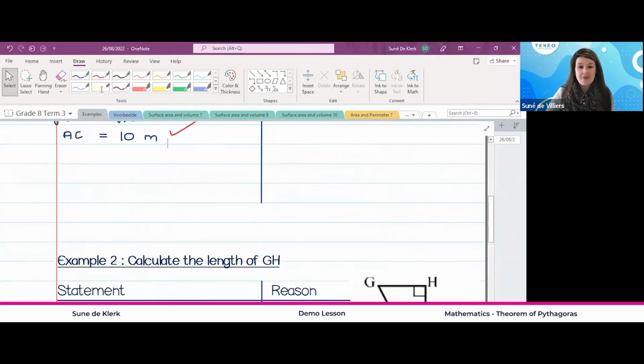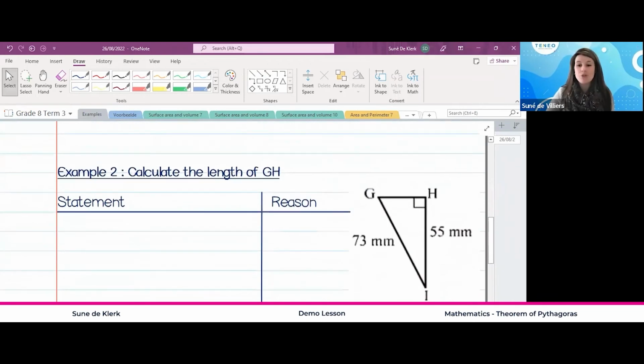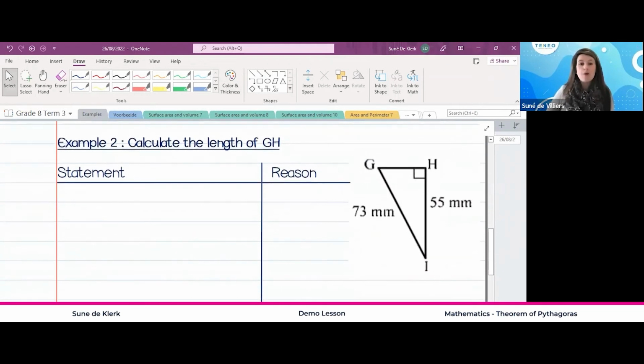Let's have a look at another example. Example number 2. We need to go and calculate the length of GH. Now that is over there. So we start with the $1 million question. Where is my hypotenuse? It is across my 90-degree angle. Do I have this or do I need it? Guys and girls, we have it. So we have enough. We can give a little bit away.